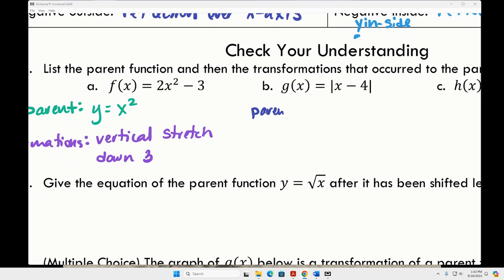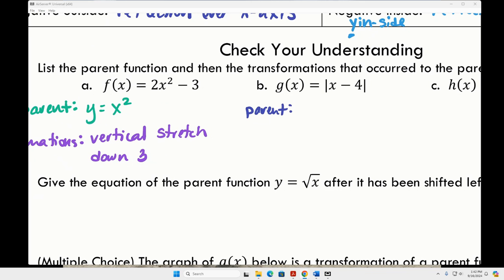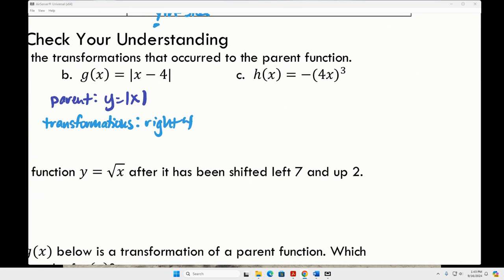All right, what do you guys think about the parent function on B? Absolute value, good. All right, what about subtracting on the inside? Which way? Right 4. Okay, you guys try to do C on your own.